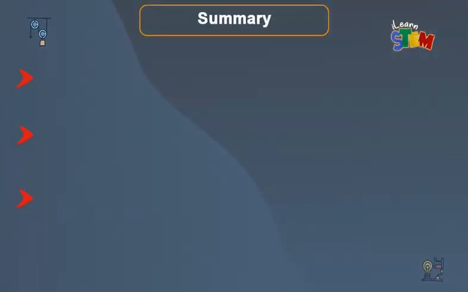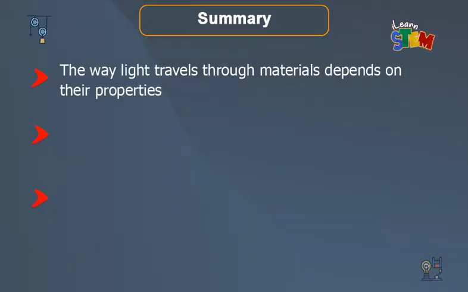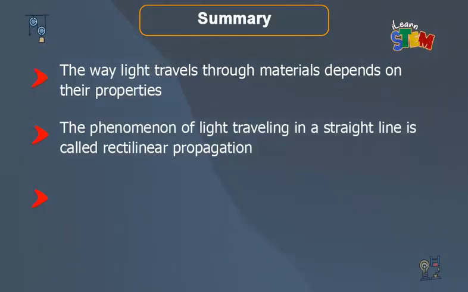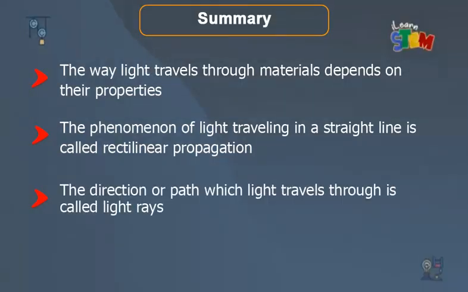Excellent progress. Let's take a moment to review. The way light travels through materials depends on their properties. The phenomenon of light traveling in a straight line is called rectilinear propagation. The direction or path which light travels through is called light rays.